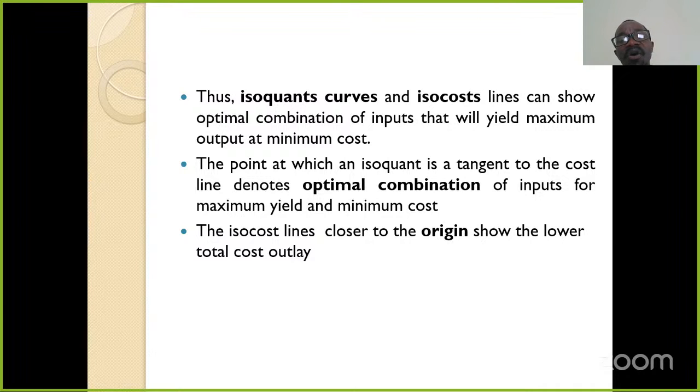So the optimal combination, if we take these two concepts, the concept of isoquant and isocost, the optimal combination that will yield maximum output and the lowest cost possible is the point at which the isoquant is a tangent to the isocost or the cost line.